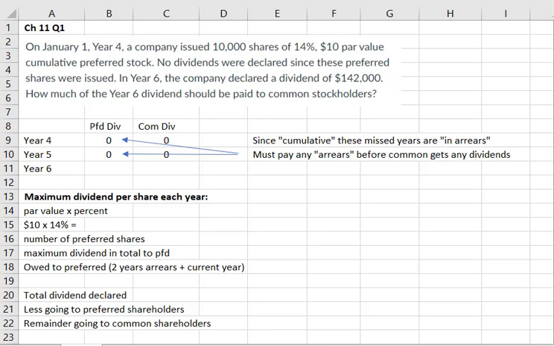So that's the par value times percent. So in this case, the par value is 10 and the percent was 14. So let's see what that ends up being. So $1.40 per share. How many preferred shareholders are getting $1.40 a year? Let's see, 10,000 shares. So the maximum in any 1 year is that 14,000. Now, they owed 3 years, 2 years in arrears and the current. So that times 3.